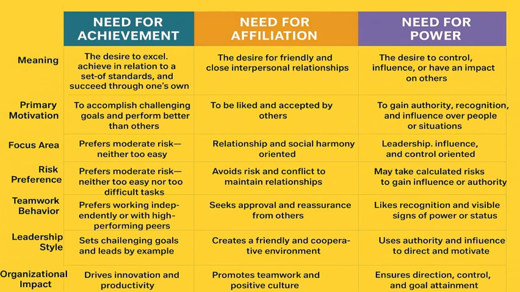The leadership style of need for achievement individuals is that they set challenging goals and lead by example. The leadership style for need for affiliation individuals is that they create a friendly and cooperative environment. And the leadership style for need for power individuals is that they use authority and influence to direct and motivate others.